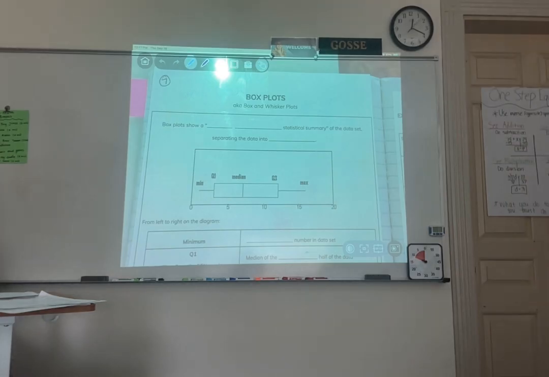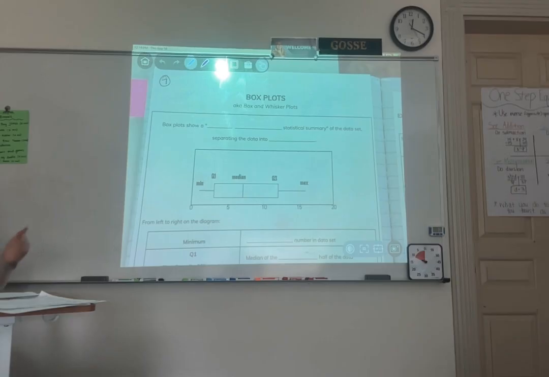to organize data, all right? So this is called a box plot, also known as a box and whisker plot, okay? So right now you should be writing with your normal writing utensil, okay? But you have 5 highlighter colors at your disposal.